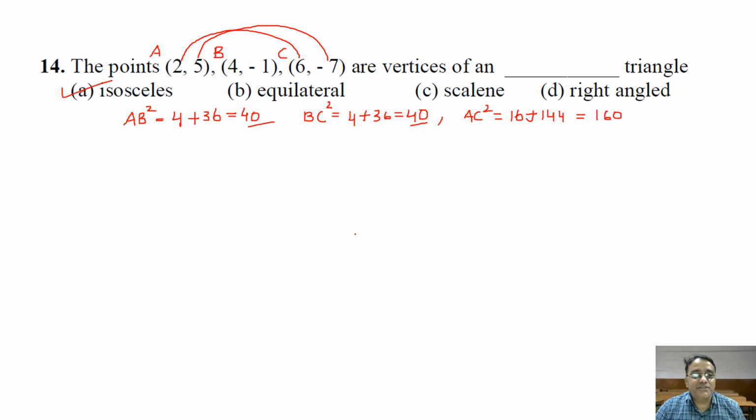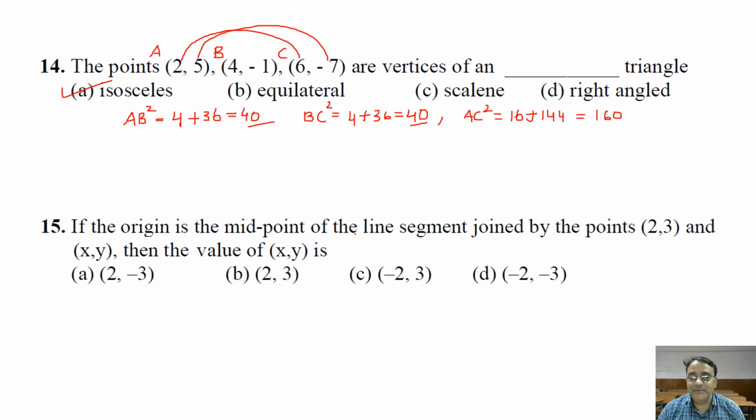So now we are moving toward question number 15. If the origin is the midpoint of the line segment joined by the points 2, 3 and x, y, then find the value of x, y. Okay. So what will be the midpoint of these two? See, first x plus 2 by 2 is equal to 0, first one, and the second one y plus 3 by 2 is equal to 0. So in the first one x plus 2 is equal to 0, so x is equal to minus 2, and the second one y plus 3 is equal to 0, that means y is equal to minus 3. So which option is the correct one?